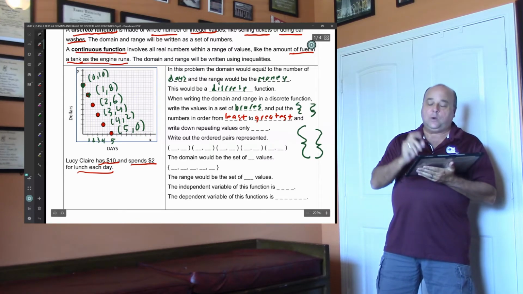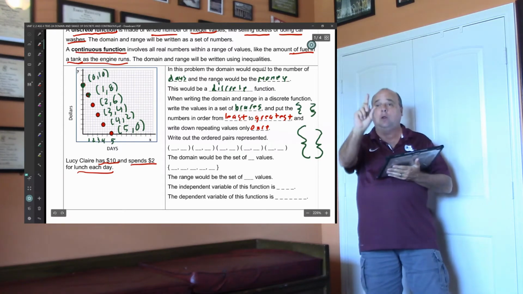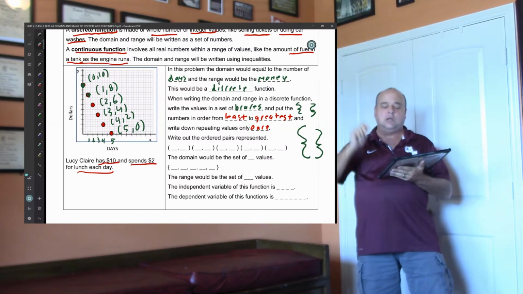and write down repeating values only once. So if there's 2 8s in the range, you'll only write one of them. So you're going to write down the numbers from least to greatest, and you'll write down each number once.